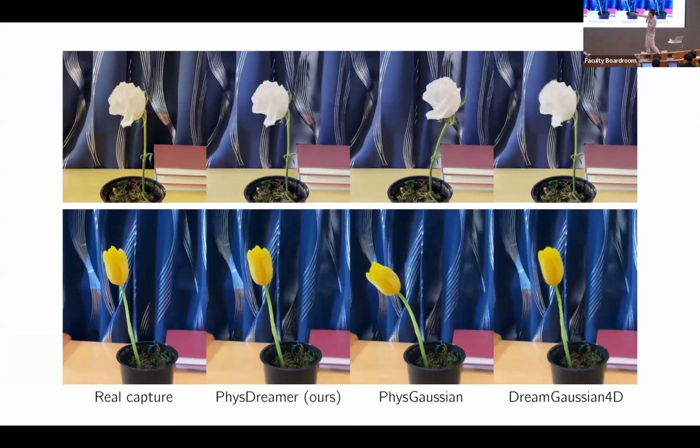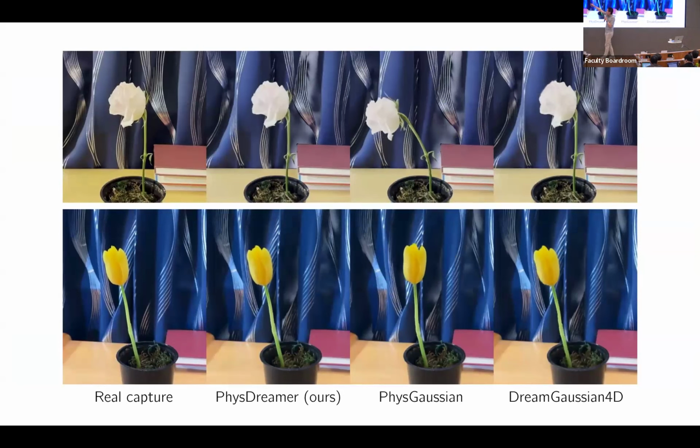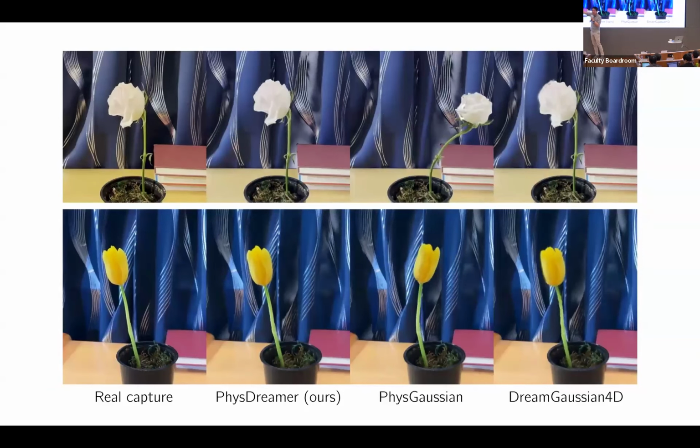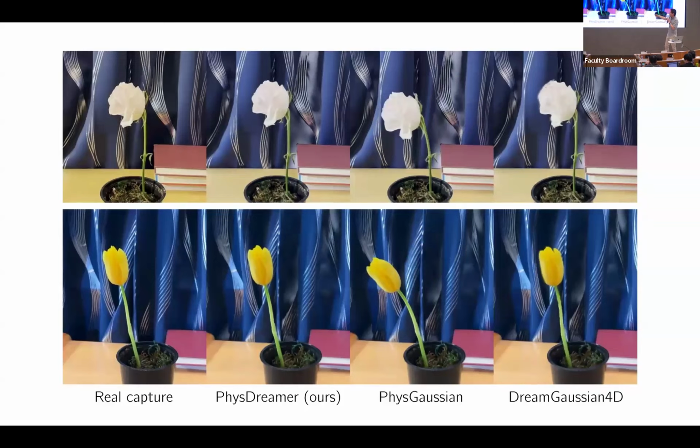Okay, but you can also have some comparisons with ground truth. So here you have a real captured video where you actually have a fan from the left. So we can actually capture how the flowers are supposed to respond to external actions. You can see that our reconstruction is much more realistic and closer to ground truth compared with the baselines.